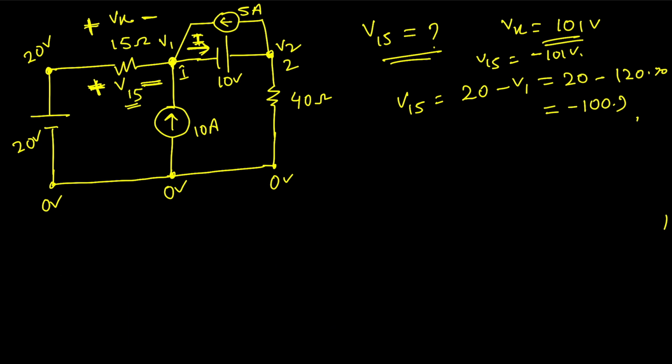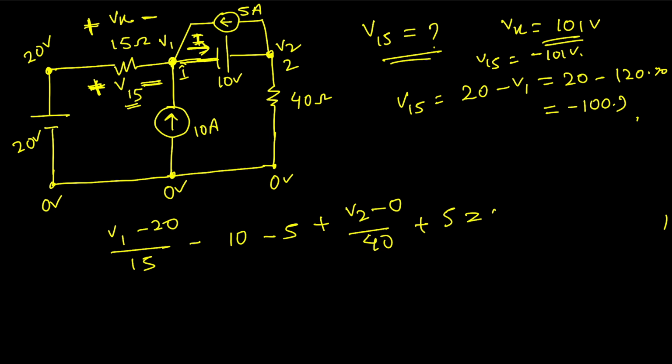Suppose I am writing the KCL equation for the supernode. For point 1, we can write V1 minus 20 divided by 15, minus 10 ampere, minus 5 ampere. Okay, so these three are done. Now this branch is the supernode branch, so we don't need to take this one. Now directly jump to here. So we can write plus V2 minus 0 divided by 40, plus 5 equal to 0.